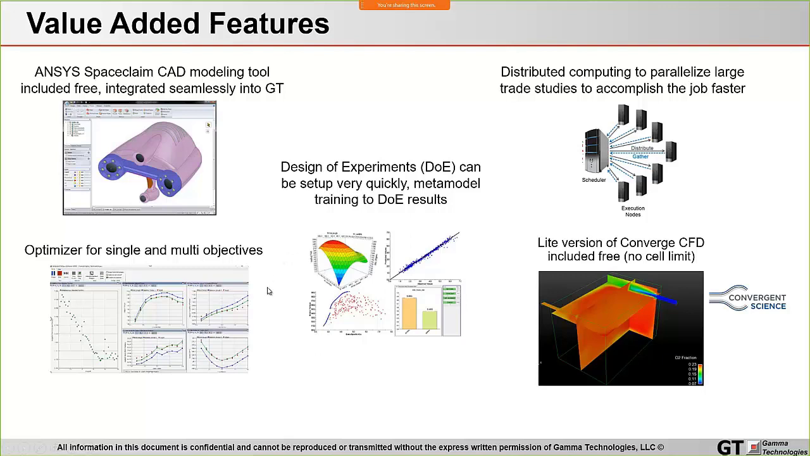And then when users are cranking through many different operating points, it can take some time to solve. There's a great feature inside GT that allows users to distribute multiple cases simultaneously to different solver cores to crunch those cases in parallel. This allows you to look at many trade studies while accomplishing the job much faster than serial processing.